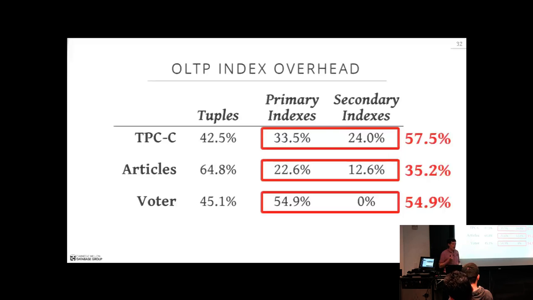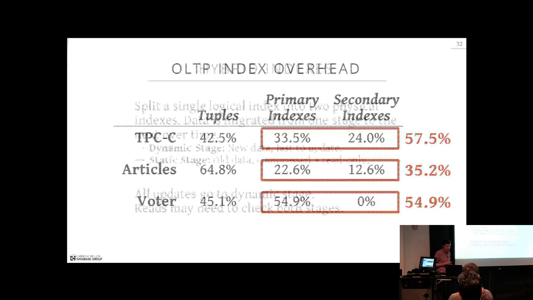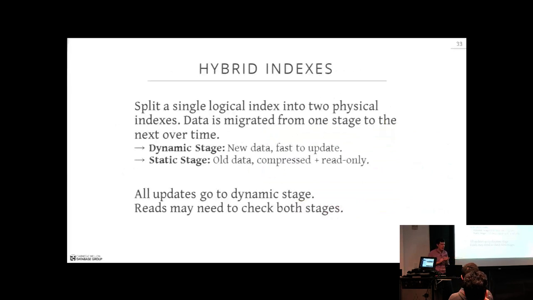So figuring out how we can compress the indexes makes sense, and this is something we've been looking into. What we've been working on is something called hybrid indexes. The basic idea of a hybrid index is that we take a single logical index. By logical I mean when you call create index, or you declare a primary key, that's a logical index. Then we maintain that logical index using two different physical data structures underneath the covers. So as the application programmer writing SQL queries, you see one index, but underneath the covers, we really have two.